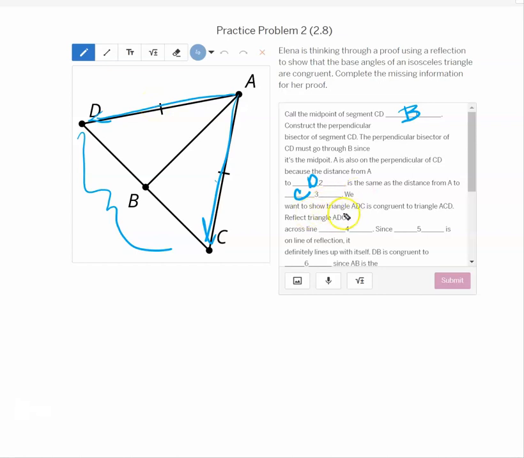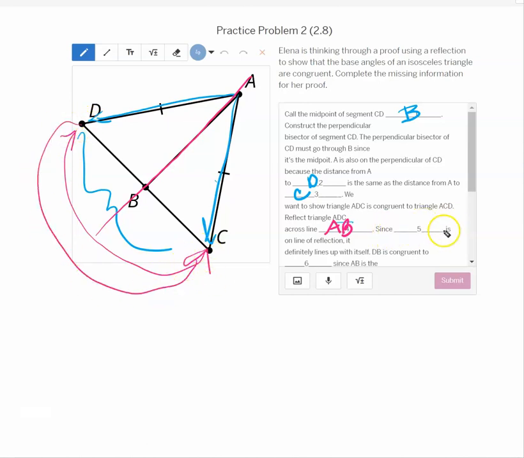We want to show triangle ADC is congruent to triangle ACD. Reflect triangle ADC across line. Okay, so what line are we going to reflect it across? So ADC is the big triangle, right? So if we reflect it across this center segment AB or line AB, then it's going to look like it stays in the same place, but C will now be over here, D will now be over here.